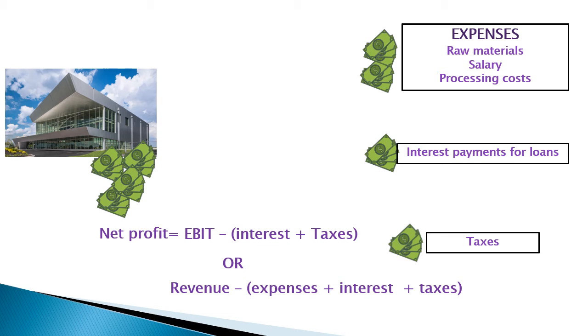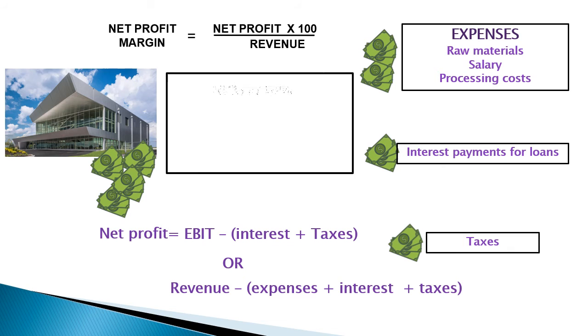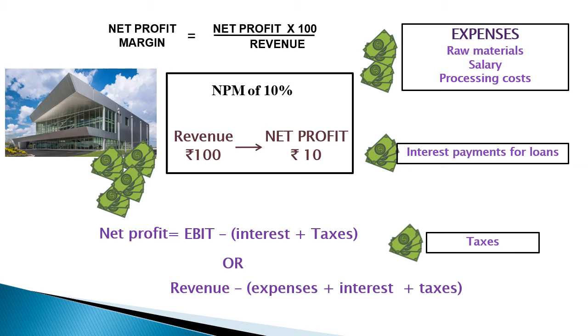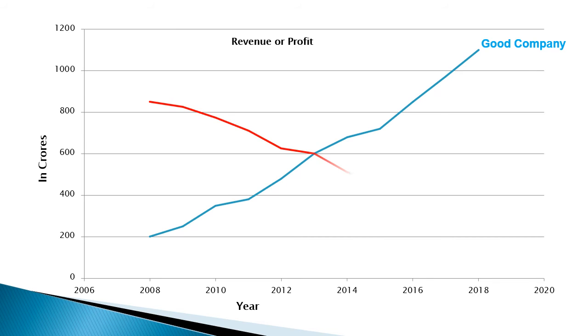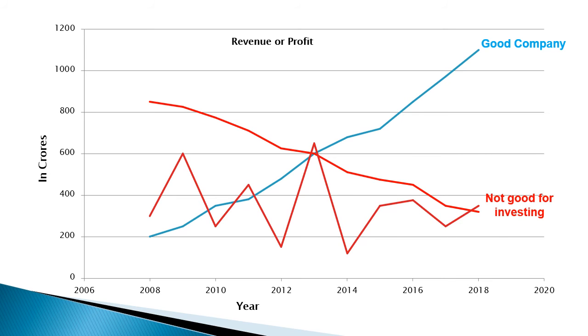The company can use net profit for paying dividends, expansion of its business, etc. Net profit margin is expressed in percentage and is calculated as net profit divided by revenue into 100. A net profit margin of 10% means the company is getting 10 rupees after paying all expenses for every 100 rupees of revenue. Revenue and profit of a fundamentally strong company increase year on year. If revenue or profit of a company decreases year on year, or they are changing in an unpredictable manner, then such companies are not good for investing.